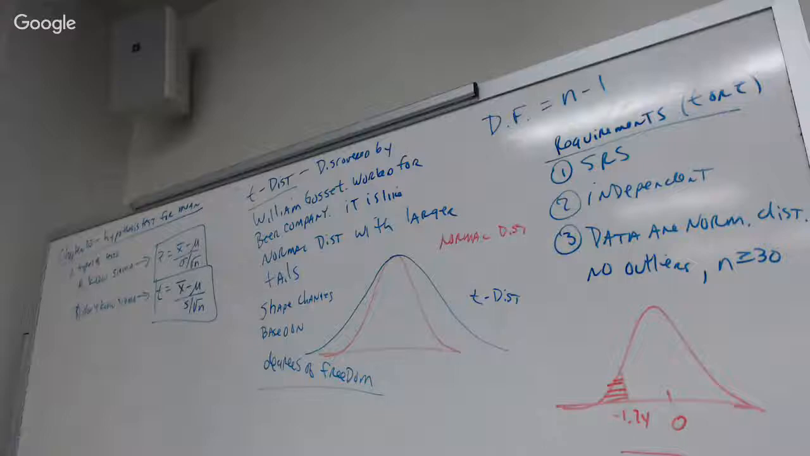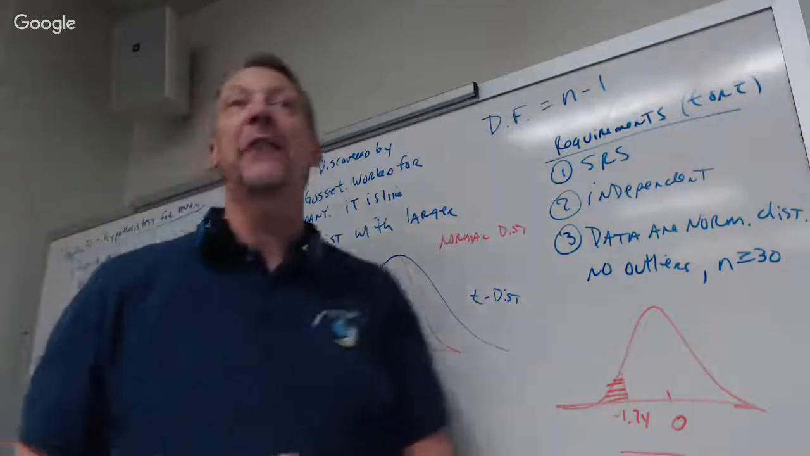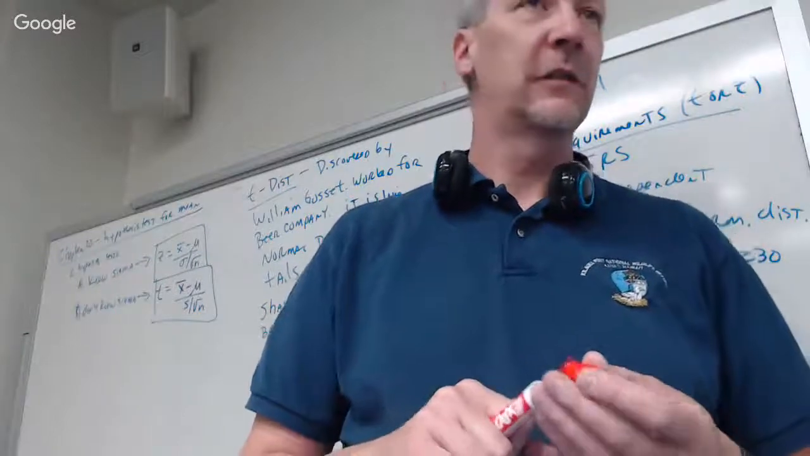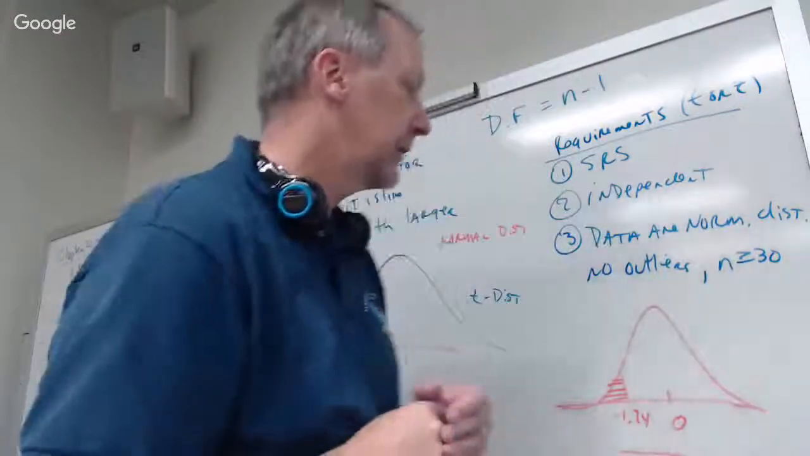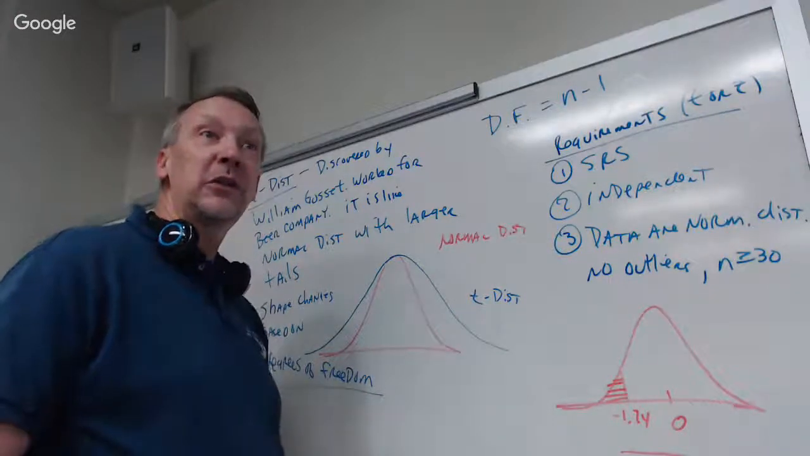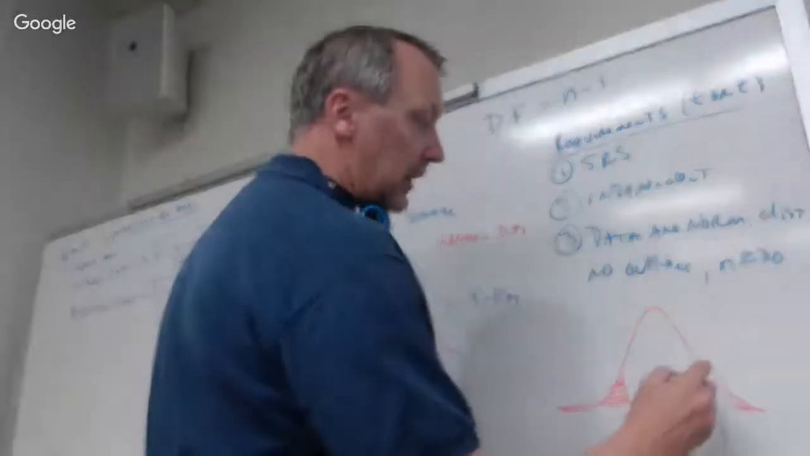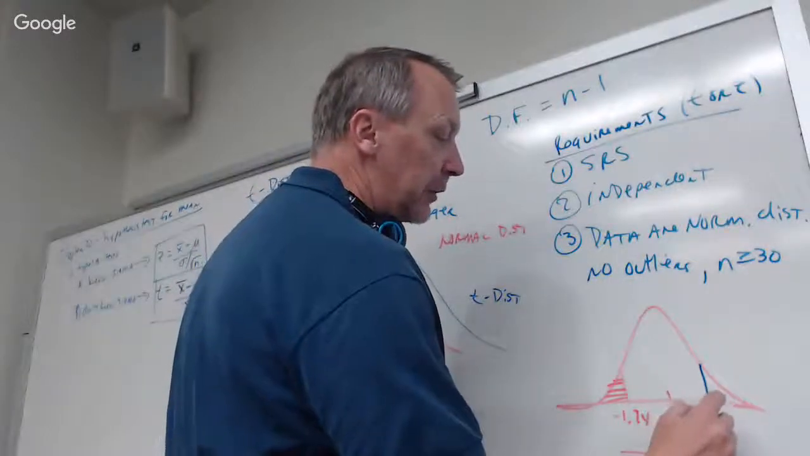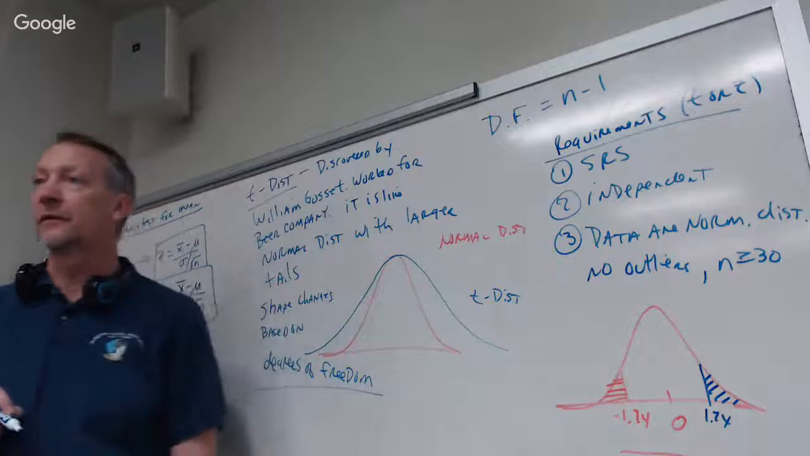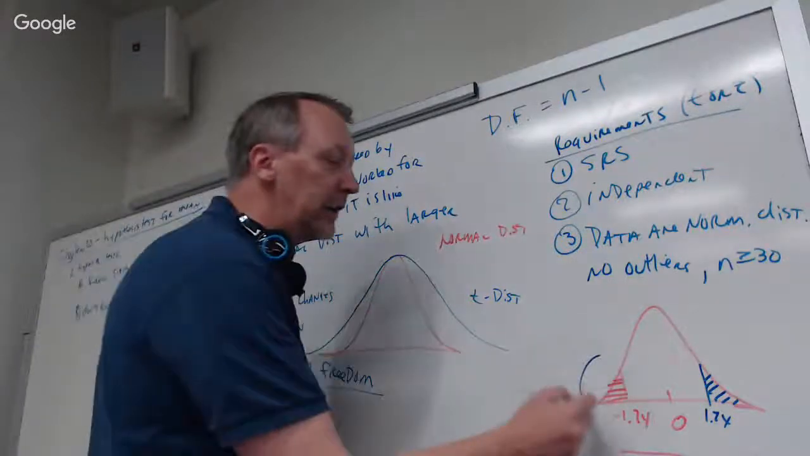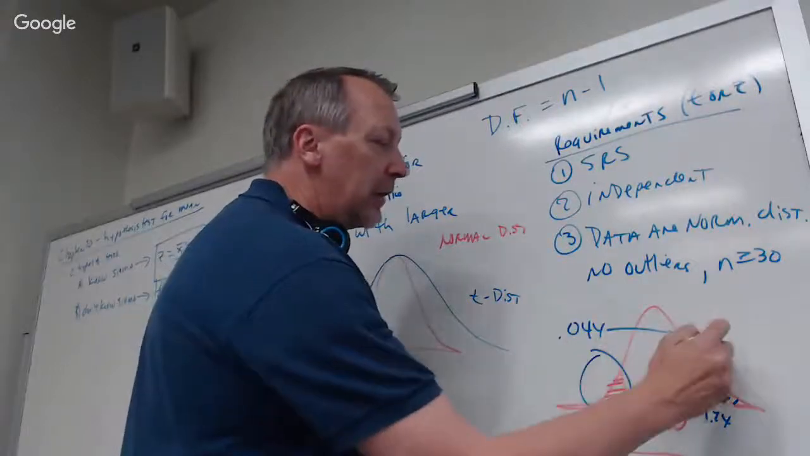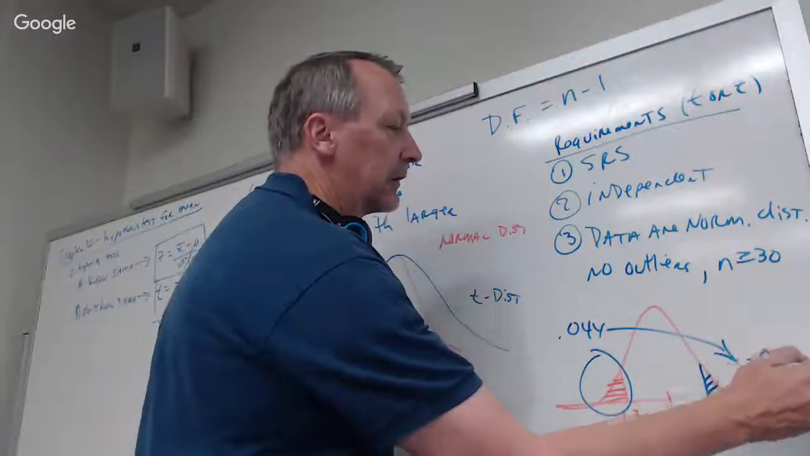Now, in real life, most people do two-tailed tests, but you can do a one or a two-tailed test. If it was a two-tailed test, what would the picture look like? I'd also use the 1.74 positive, and I would shade the area to the right. Or you can take this area, which is 0.044, and double it, it would become 0.088.